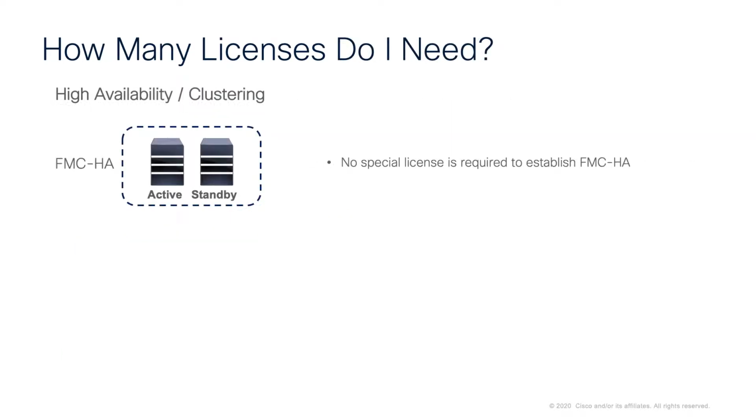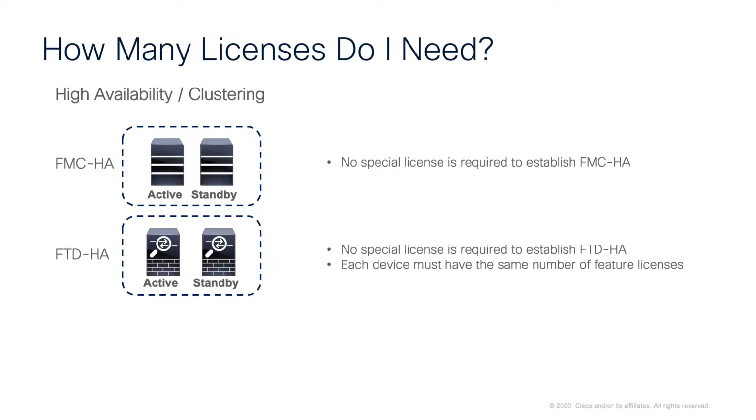Now, when it comes to high availability and clustering, again, this is usually one of the top questions that we have around licensing. So for the Firepower Management Center, FMC high availability operates in an active standby mode, and as you can see here, there's no special license required. You purchase your FMCs as your active and your standby device, and you essentially configure them to be HA. There is no license that enables them to become an HA pair.